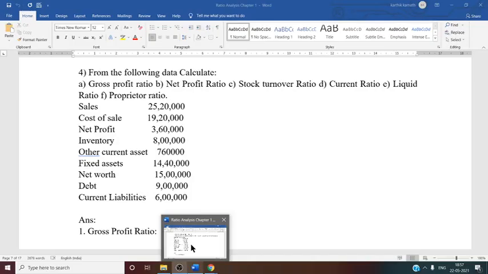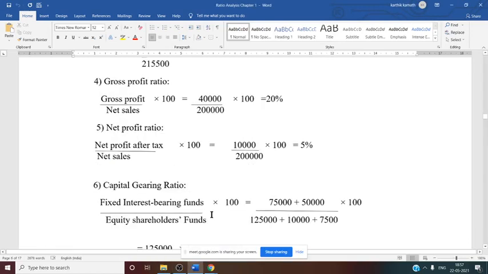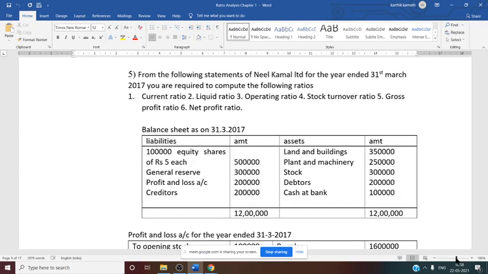So till now we have discussed 4 problems on ratio analysis. So now let us move on to the fifth one. Fifth problem, let us see now. See this, problem number 5.